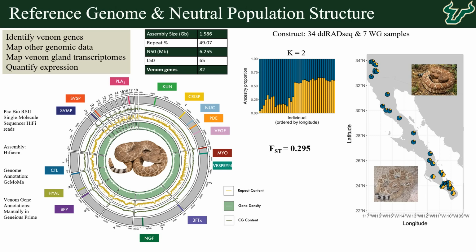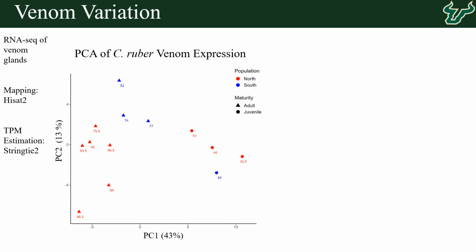We then used these data to calculate FST and obtained a value of 0.295, indicating substantial genetic differentiation between the two populations. We then sequenced the venom gland transcriptomes for 13 individuals and estimated expression of the venom genes using transcripts per million, or TPM.